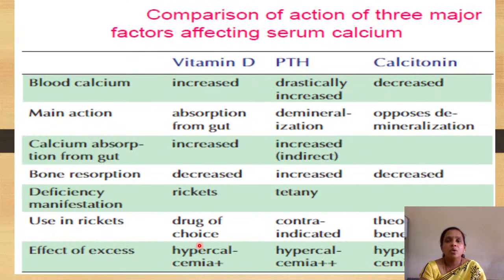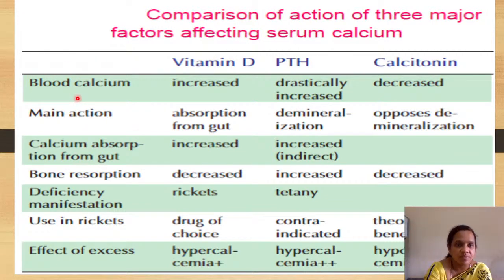Now, to conclude, as I told you, the most important part that we have to learn in this class is calcium homeostasis: how calcium is regulated, how calcium is absorbed, and what are the deficiency manifestations of these things. Before concluding, I just want to repeat them again. I want to tell you the comparison of action of the three major factors that affect the serum calcium. The important trigger for these three is the blood calcium level.